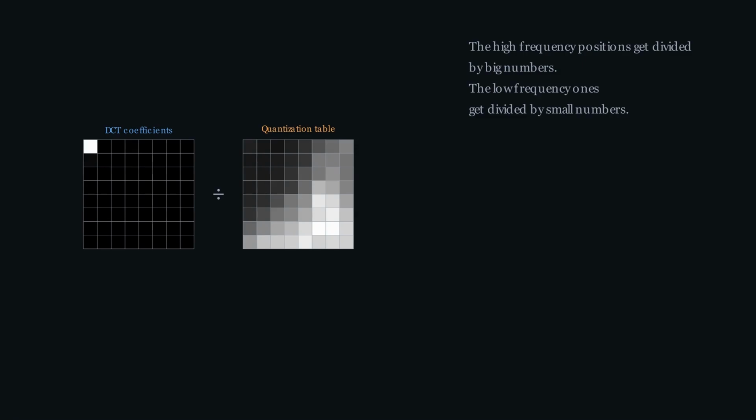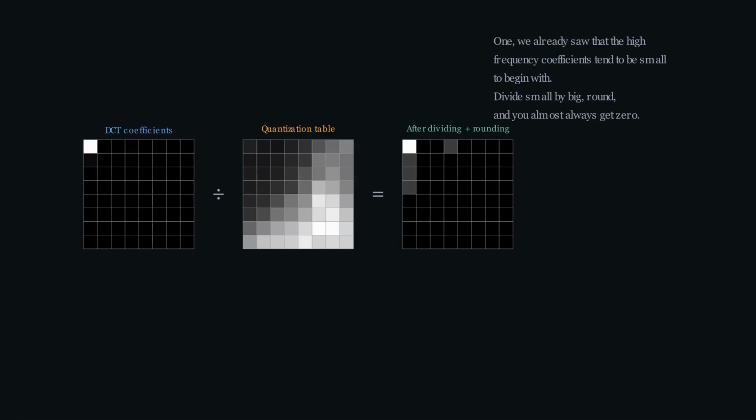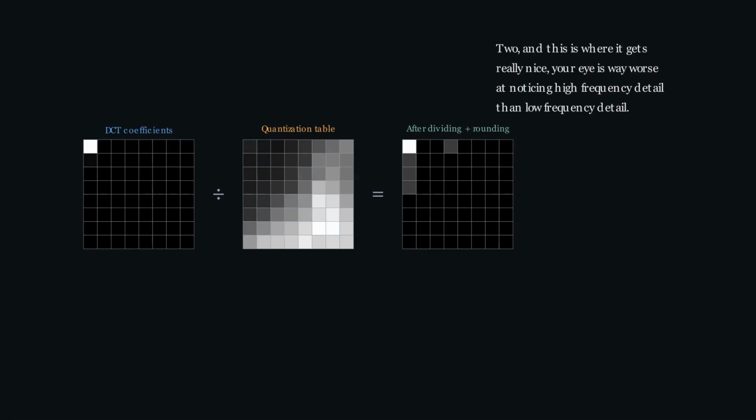Why is that smart? Two reasons stacked together. One, we already saw that the high frequency coefficients tend to be small to begin with. Divide a small number by a big number, round, and you almost always get 0. So this turns most of our high frequency cells into zeros, which is what we want. 2, and this is where it gets really nice, your eye is way worse at noticing high frequency detail than low frequency detail.